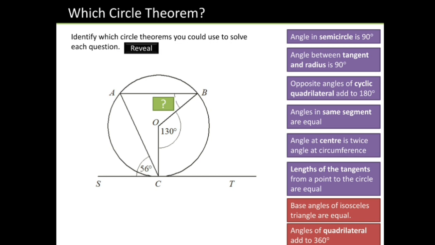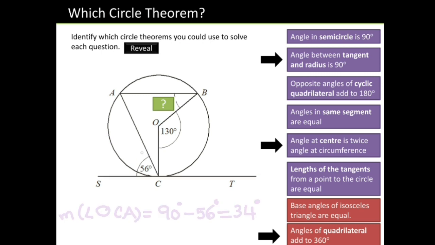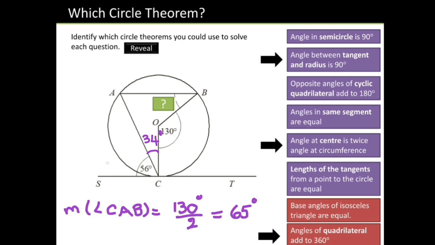Identify which circle theorems you could use to solve this question. So we're going to use angle between tangent and radius is 90 degrees. So angle OCS is 90 degrees. This means that angle OCA is 90 minus 56. Also, we're going to use that angle at center is twice angle at circumference. So if this is 130, this means that CAB is 130 divided by 2, that is 65 degrees.